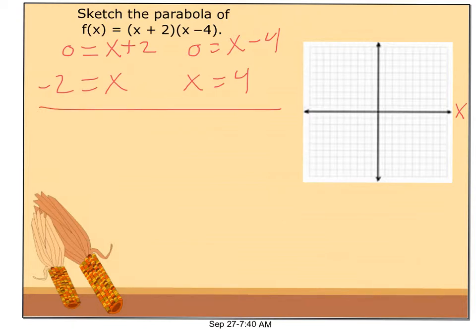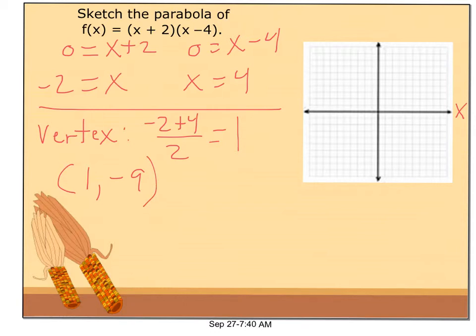Now, if I want to find the vertex, because I also don't have the values for a, b, and c, a nice little trick that I can use to get my vertex: if I take my two x-intercepts, -2 and 4, and I average them, my vertex is going to be halfway in between. Okay, so I can just average those two, and my vertex will be at x equals 1. And as always, I'll plug that number back into the equation. 1 plus 2 is 3, and 1 minus 4 is -3, so the product is -9. Okay, so there's a point that I will reference on my graph.